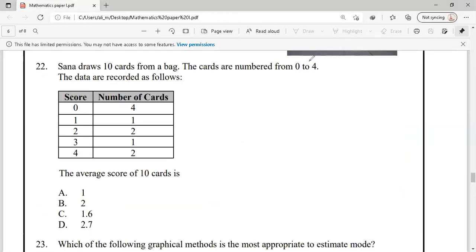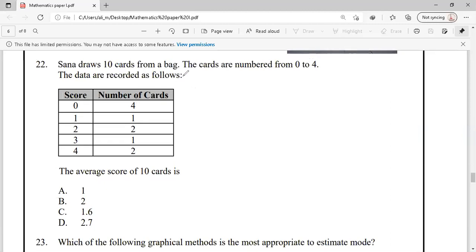Let's come to question number 22. Sana draws seven cards from a bag. The cards are numbered from 0 to 4 and she recorded as follows. So 4 plus 1, 5 and 5, these are total 10 cards. With these 10 cards, the score 0 was 4 times, so the total score is 0. Then the card showing score 1 is only 1 time, so the score will become 1. Similarly, we have two cards having score 2, so our score would become 4. There was one card with a score 3, so the total score will be 3, and two cards showing the score 4, so the total score of these two cards will be 8.